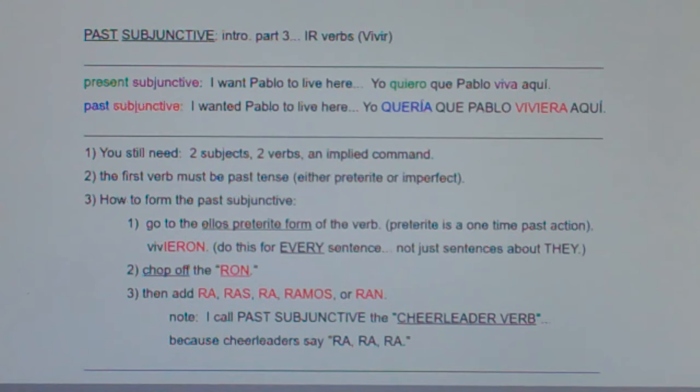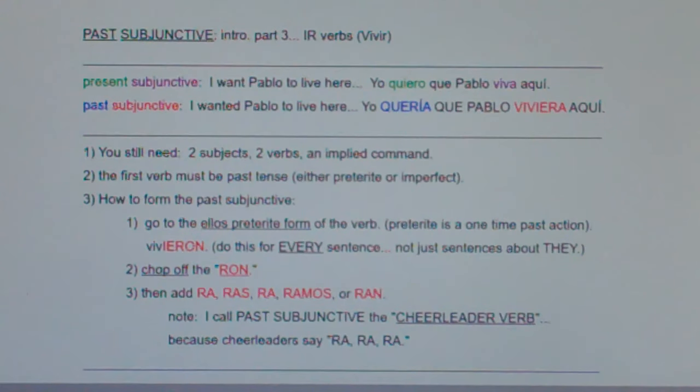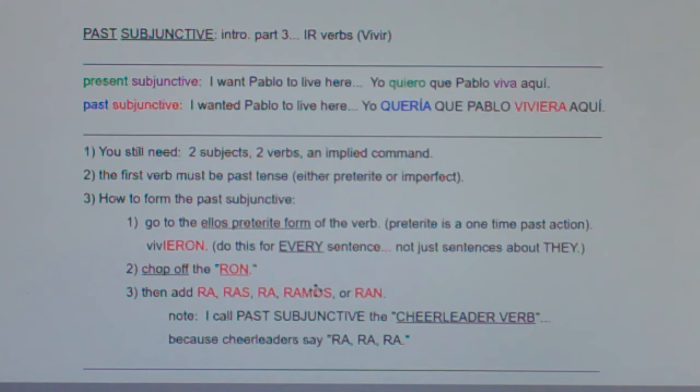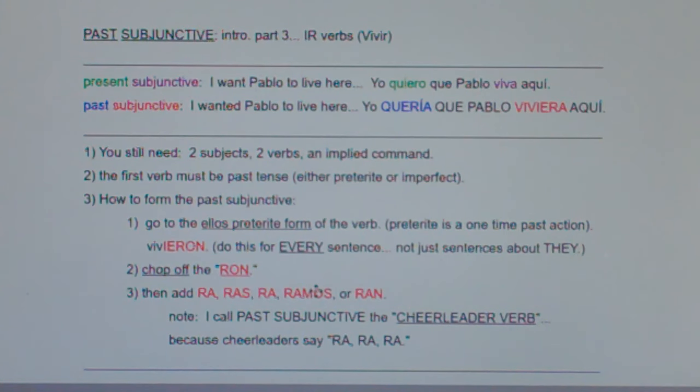Now, how are we going to remember this? I call this the cheerleader verb. Why? Because you guys know cheerleaders say rah, rah, rah. Well, you chop off the ron, and what do you add? Ra, ras, ra, ramos, ran. Also, visualize this. The cheerleaders wanted us to stand up. Past subjunctive. The cheerleaders wanted us to sit down. Past subjunctive. So the key phrase for past subjunctive is cheerleader verb.